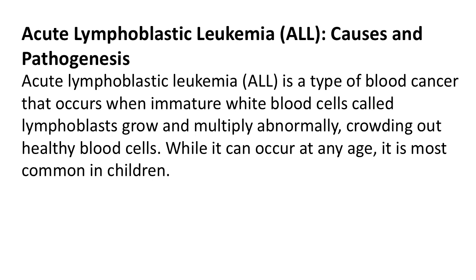Acute lymphoblastic leukemia. All causes and pathogenesis. Acute lymphoblastic leukemia (ALL) is a type of blood cancer that occurs when immature white blood cells called lymphoblasts grow and multiply abnormally, crowding out healthy blood cells. While it can occur at any age, it is most common in children.